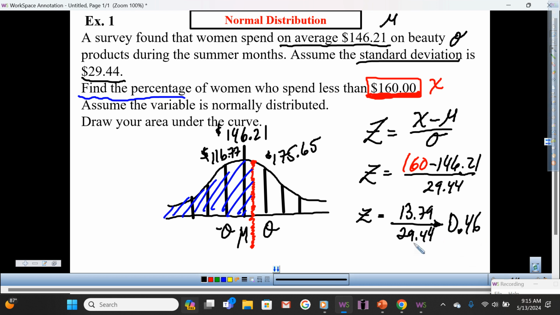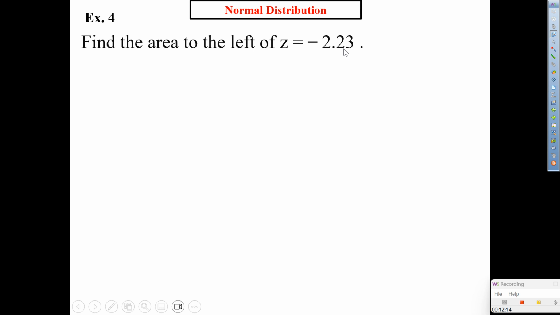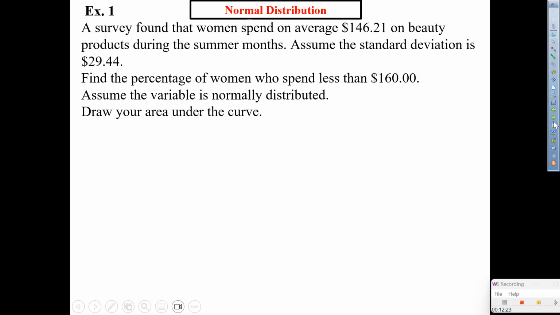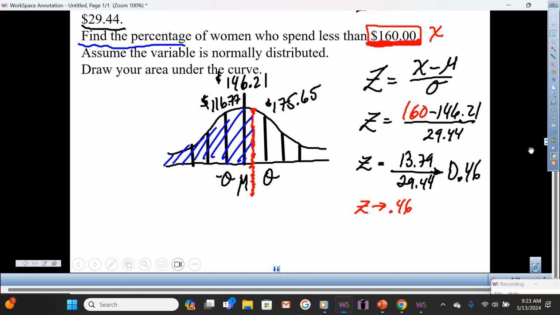So, do you guys know what to do with that z-score? 0.46. Tell your neighbor what to do for that in order for us to get our percentage. What do we need to do with that? Now, let me remind you in case you forgot. Before we did these, I gave you the z-score. Then you did what? And then what to get our percentage? Tell your neighbor. What do we do now with that? All right, good.